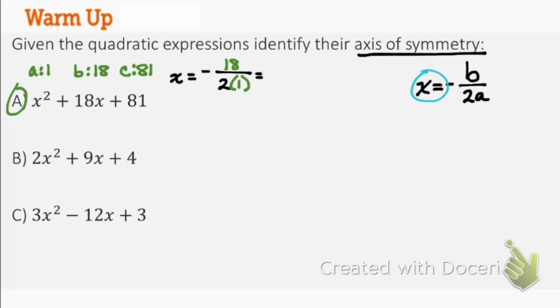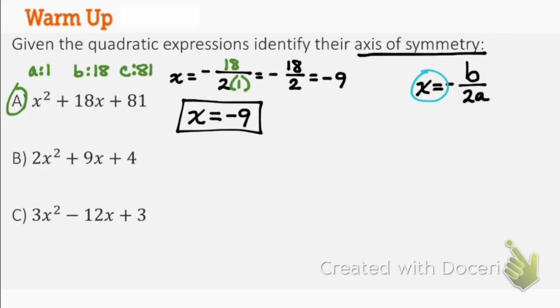So I'm going to simplify this. What's 2 times 1? So I have 2 on the bottom. I have 18 on the top. What is 18 divided by 2? 9. So I have negative 9. So the answer for this one is x equals negative 9. If you just put negative 9 when I asked for the axis of symmetry, you won't get full points for it. You have to have that x equals part at the beginning.